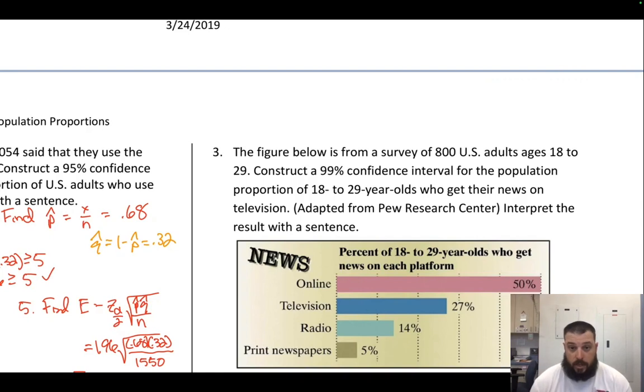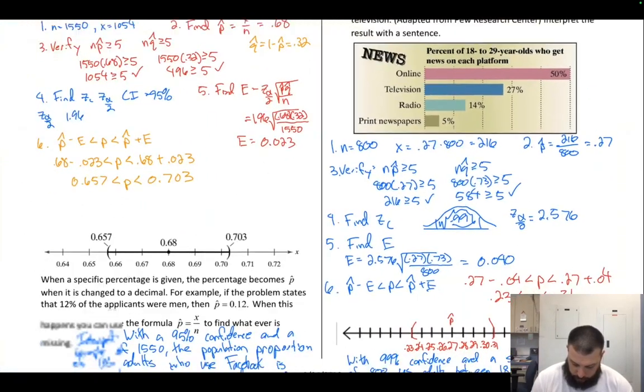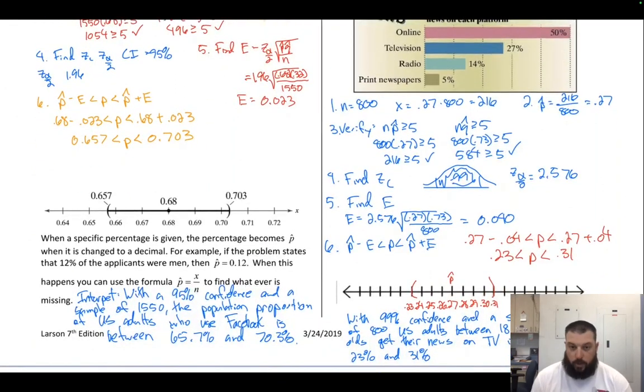Pause this and work through this problem. All right, so as we look here, there's the fully worked out problem. You can check your work and then I'll explain through here.